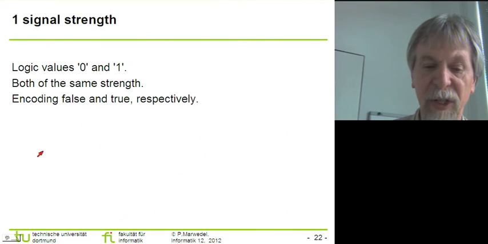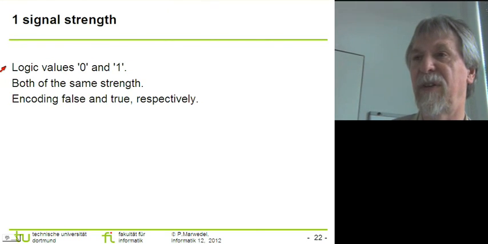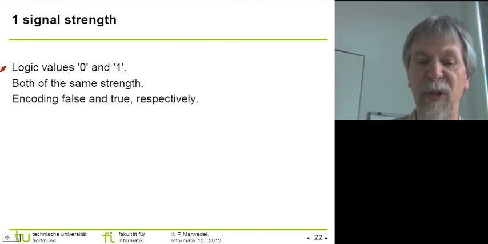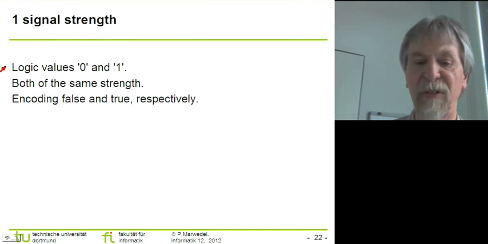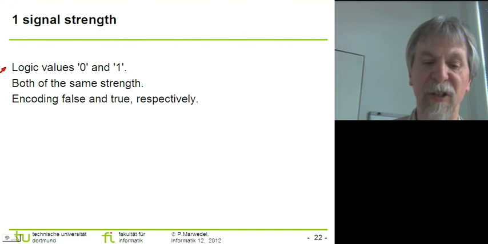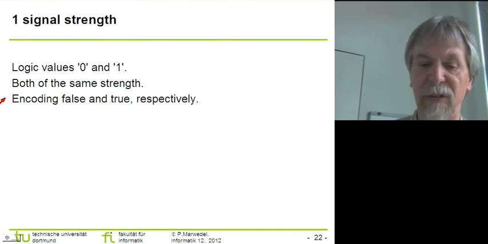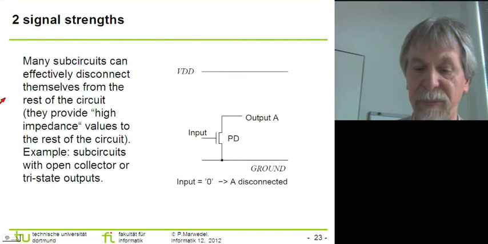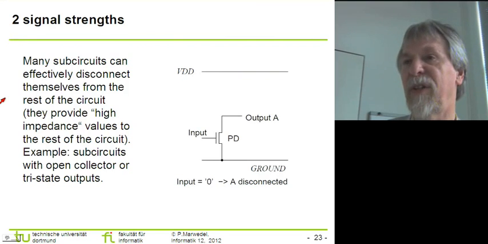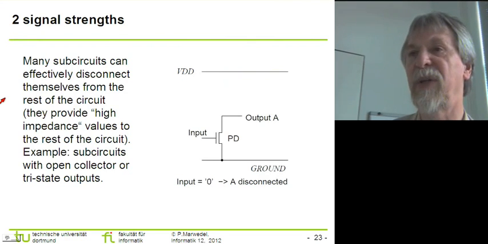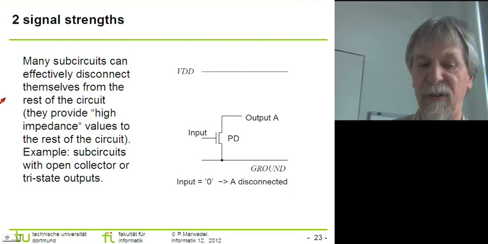So what are we looking at? First of all, let's consider the very simple case where we just have a single signal strength, and where as logic values we are just considering 1 and 0. Both are of the same strength, and from a logical point of view they are encoding false and true. So that's a very easy situation. However, there are good reasons for increasing the number of signal strengths.